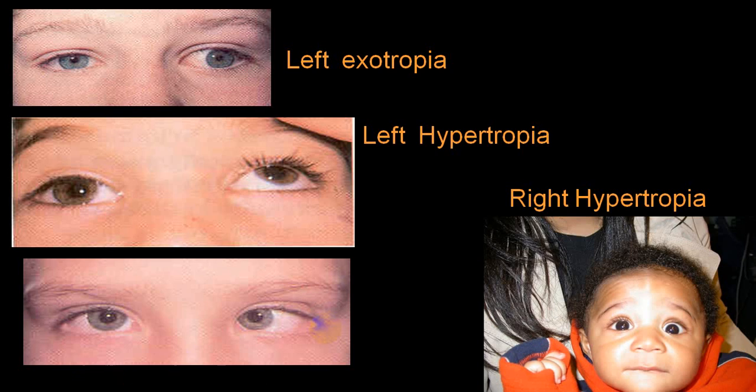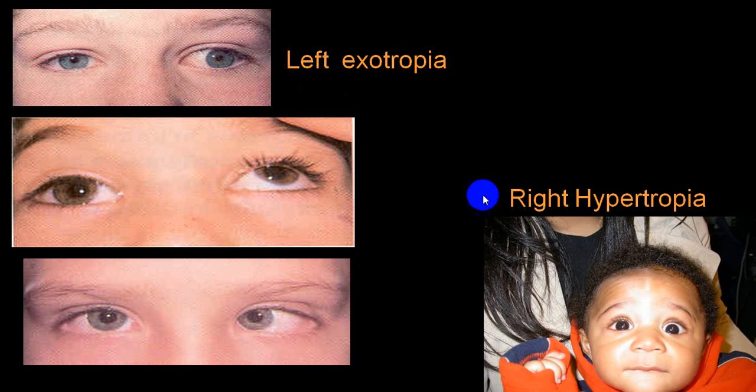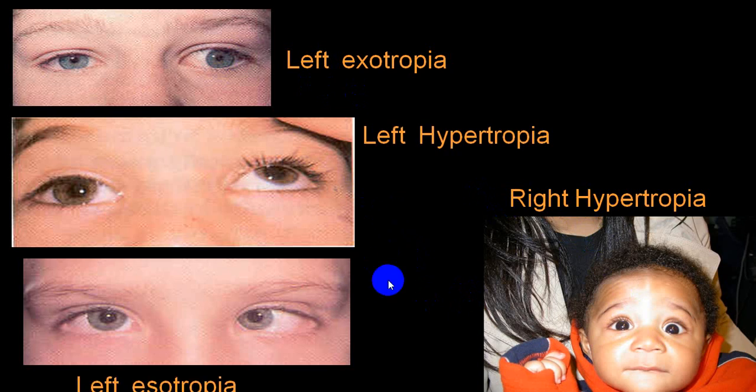This can be for your quiz. You try to identify which eye is affected. See, here it is hyper. Here you can see this is lateral deviation, so that will be exo. Here this is inward and this is upward deviation, so this is hypertropia. This is also hyper. And this is iso, inward.